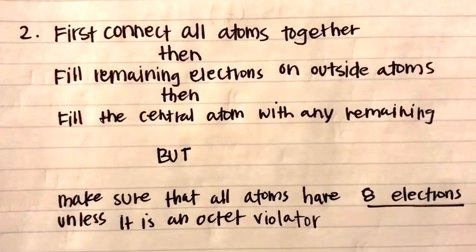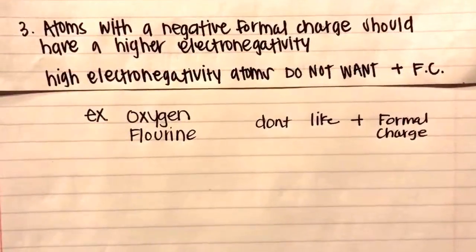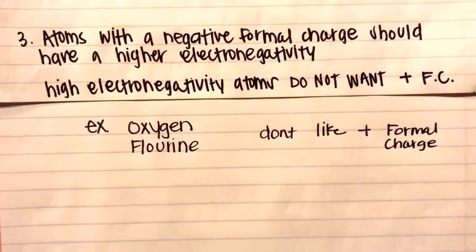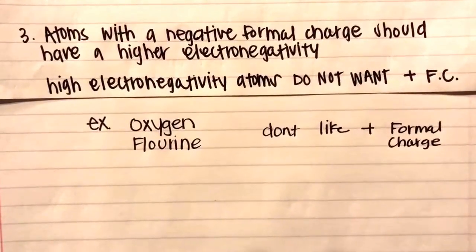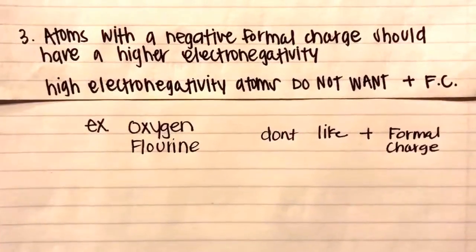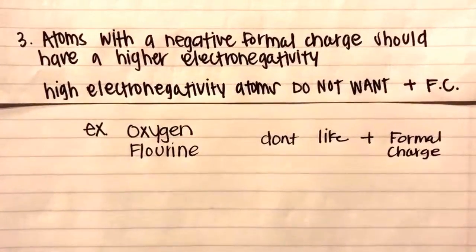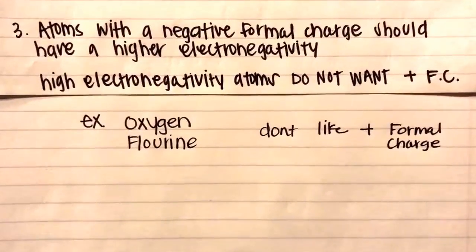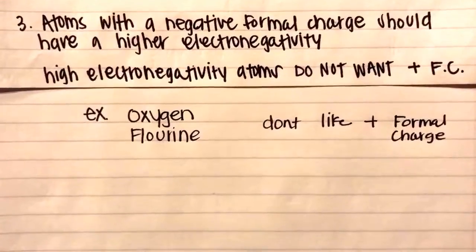Atoms with a high electronegativity will draw electrons to them. So, if an atom such as oxygen or fluorine has a positive formal charge, this does not go well. It's important to remember that atoms with a negative formal charge should have a higher electronegativity. Highly electronegative atoms do not want a positive formal charge.